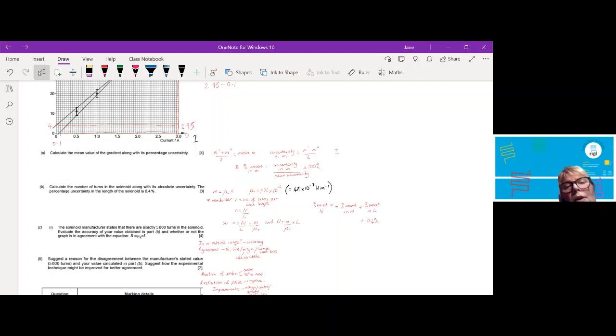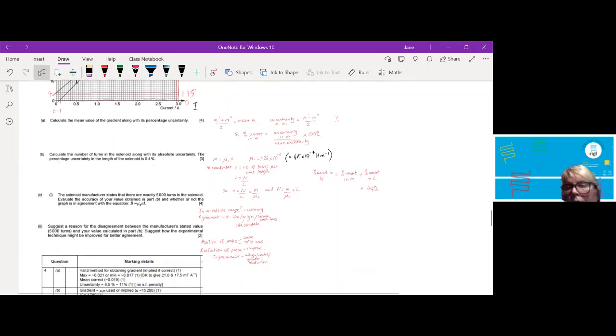Sometimes it's easier to leave it as 2 significant figures, because when you come to the absolute uncertainty, you can then round it to 1 significant figure then. Part B, calculate the number of turns in the solenoid.